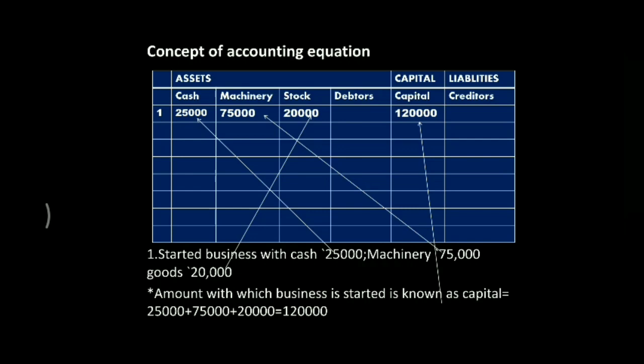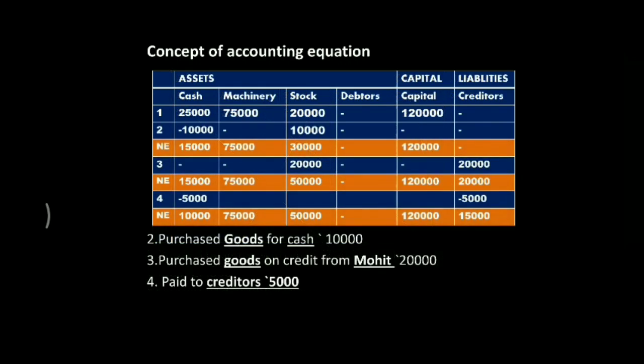Okay, so whenever any business is started, write all the assets in their respective heads, total it, and whatever total you are getting, write in the capital column. Then in this again we have taken 3 transactions. From the earlier transaction we are having cash 25,000, machinery 75,000, stock 20,000, and capital 1,20,000.